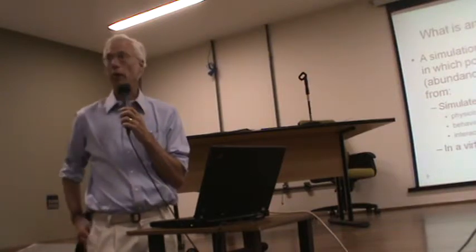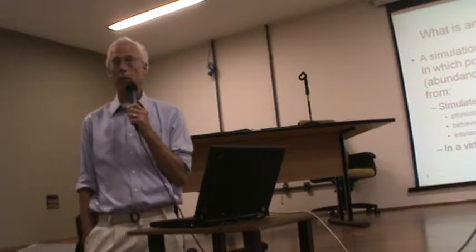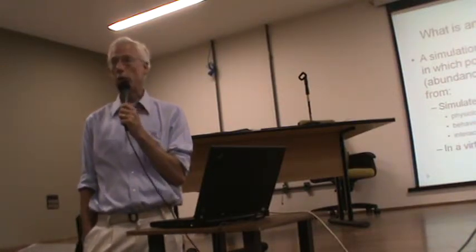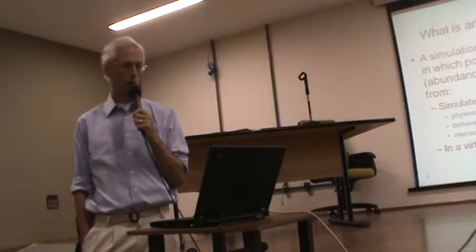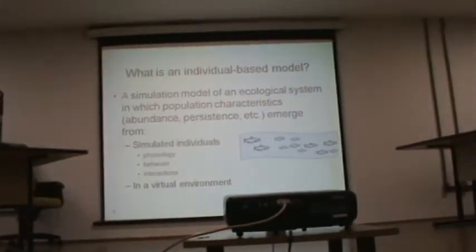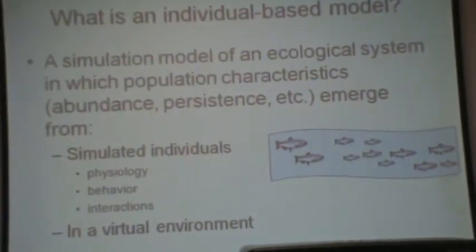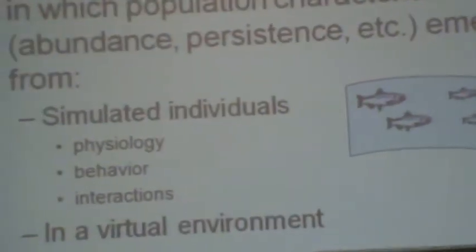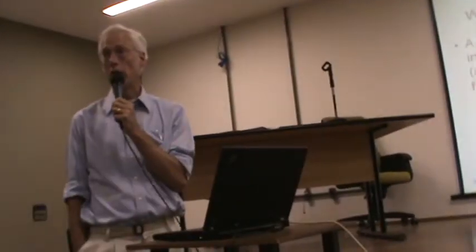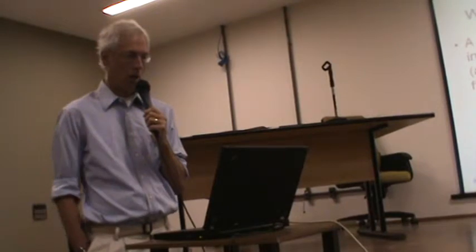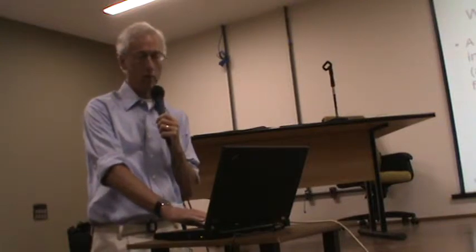So what is an individual-based model? Well, it's simply a simulation model of an ecological system in which the population characteristics, and remember that that's what we're ultimately interested in, such as the number of individuals, how long the population might last before going extinct, etc., emerge from what happens to simulated individuals. And often what we have to include about these individuals includes something about their physiology, their behavior, and how they interact with each other and with their environment. So this model then represents the simulated individuals inside a virtual environment in the computer.